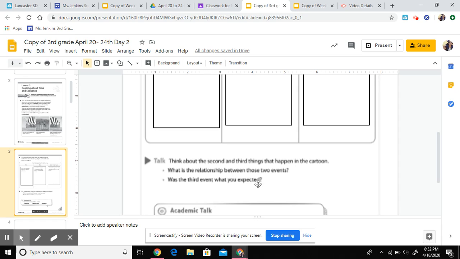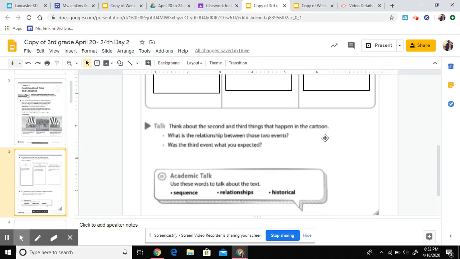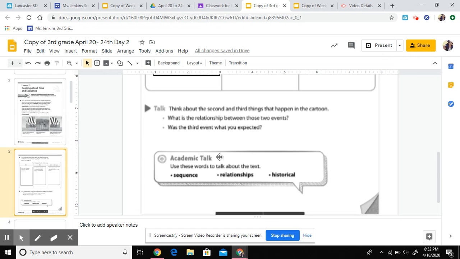And was the last event, the third event, what you expected? Did you expect them to go home? I didn't. So just think about that. Talk to somebody about that. Academic talk. So make sure you're using words like the sequence, like the order that things come in, like breakfast, lunch, and dinner. Relationships between how them first going to North America, settling down, and then them deciding to leave, how those are all somehow intertwined and connected. And then historical, like the history behind it, to talk about those things.